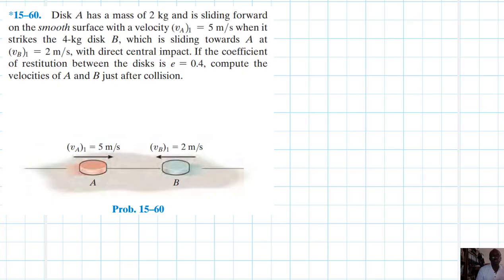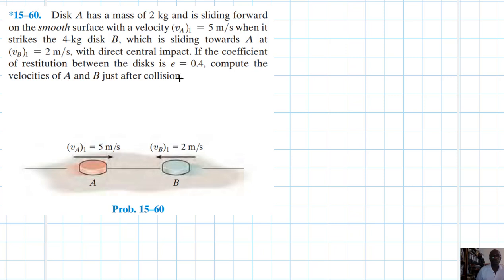The problem reads: disk A has a mass of 2 kg and is sliding forwards on the smooth surface with a velocity of 5 meters per second when it strikes the 4 kg disk B, which is sliding towards A at 2 meters per second with direct central impact. If the coefficient of restitution between the disks is 0.4, compute the velocities of A and B just after collision.